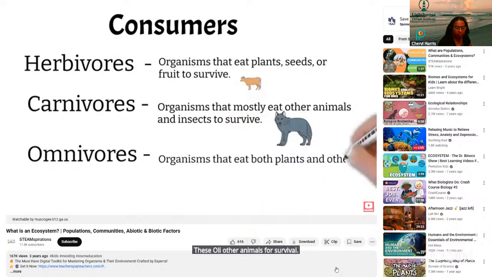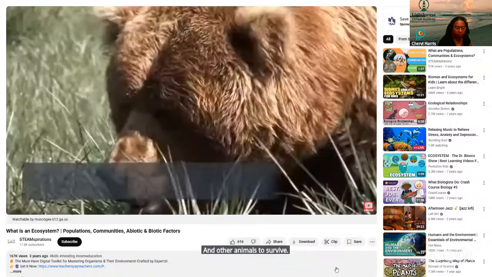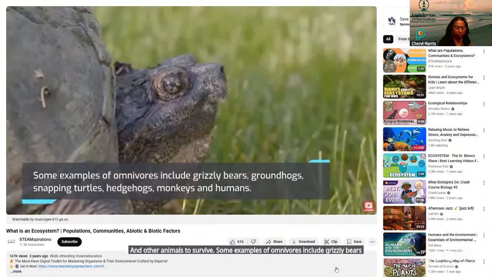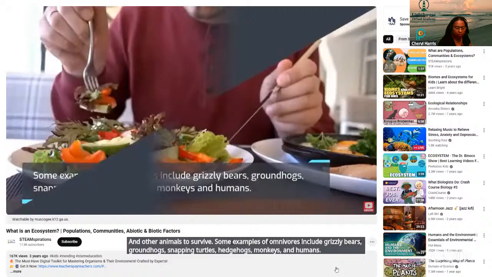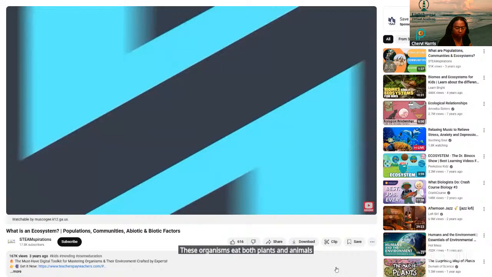Omnivores are organisms that eat both plants and other animals to survive. Some examples of omnivores include grizzly bears, groundhogs, snapping turtles, hedgehogs, monkeys, and humans. These organisms eat both plants and animals to survive.